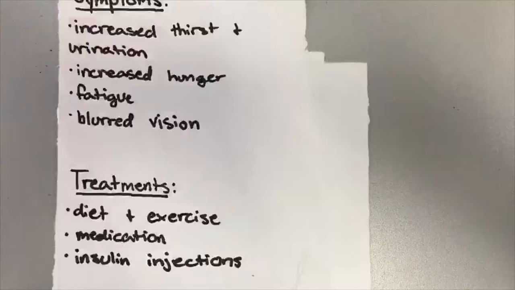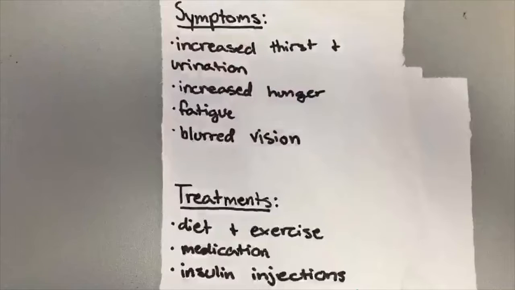Type 2 diabetes can sometimes be treated by simple lifestyle changes. For example, diet and exercise can often improve blood glucose levels. It can also be treated with medications and insulin injections.